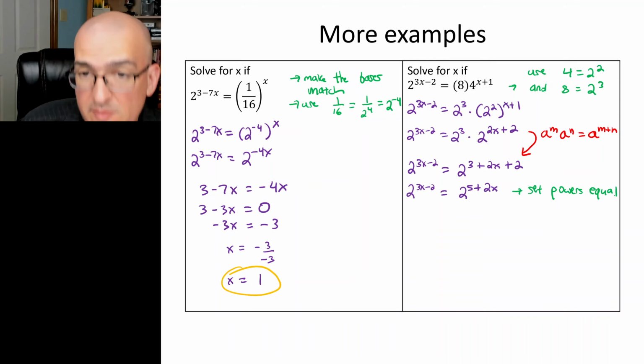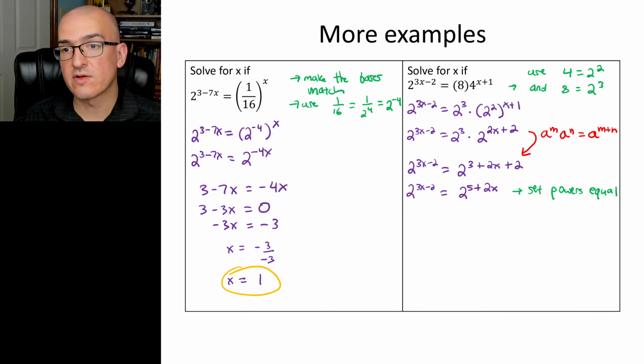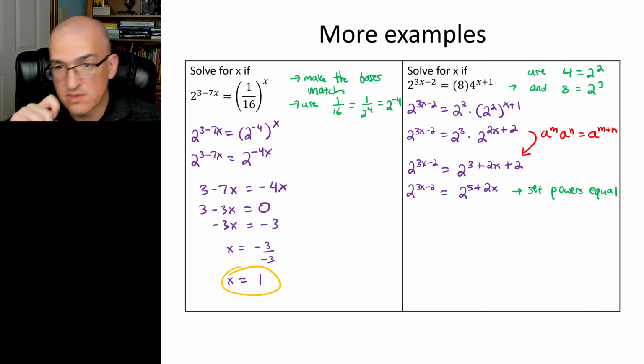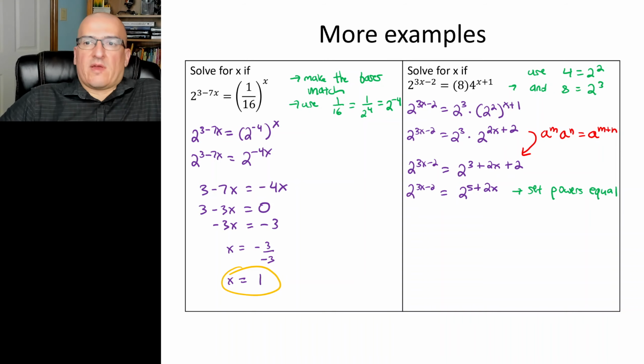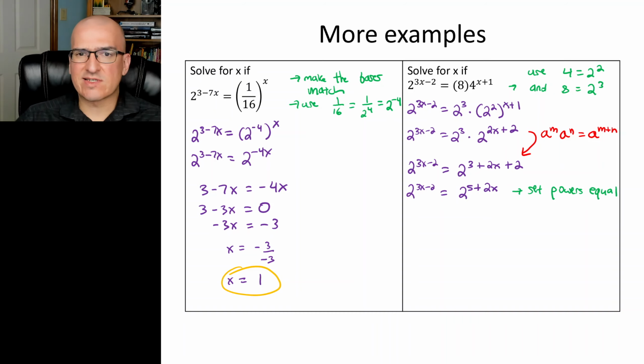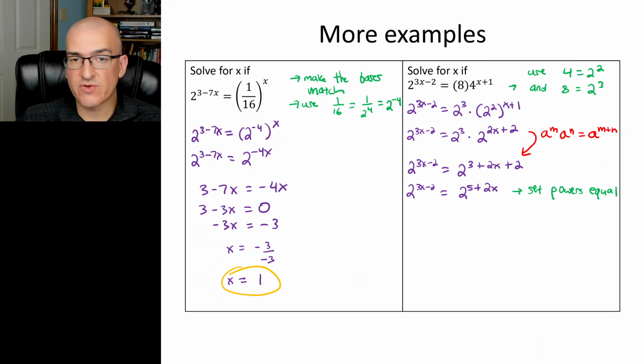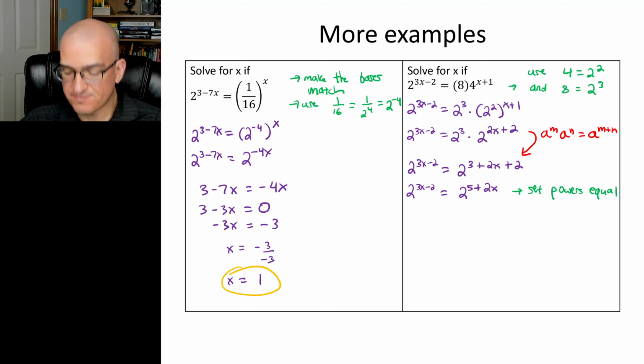It is extremely important that any constants you have in front are also brought into the base, if possible. If that wasn't an 8, if that was like a 6 or a 5, we'd be in big trouble. We wouldn't be able to use exactly this strategy. We'd have to use what's called a log function.